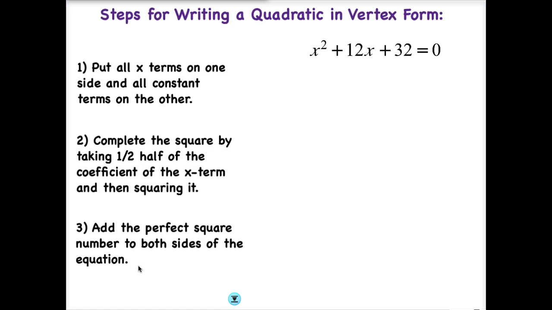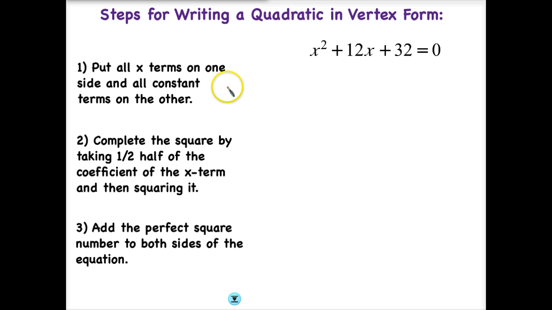Here we have the steps for writing a quadratic in vertex form. As we go, you may want to pause this video and write the steps down as we go through each one. Up here we have a quadratic, x squared plus 12x plus 32. Now we could factor that like we normally do, or we could complete the square to write it in vertex form. So let's go ahead and do that.